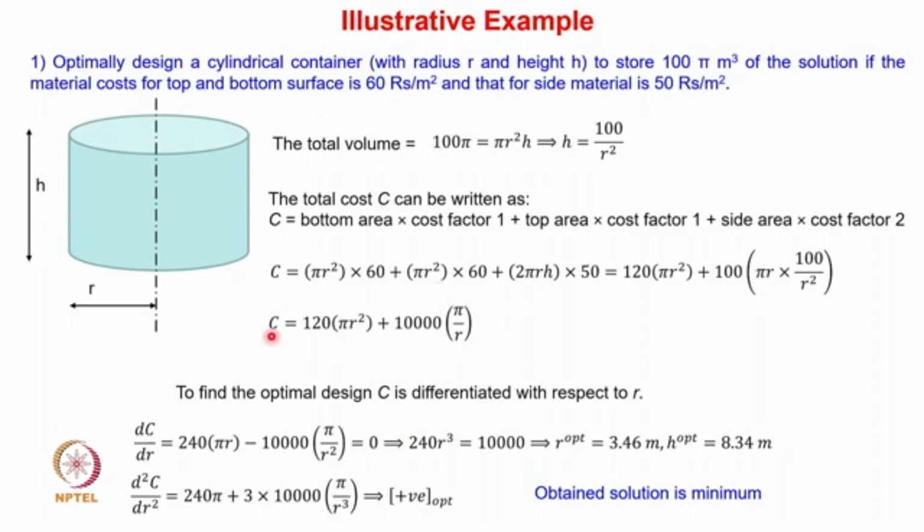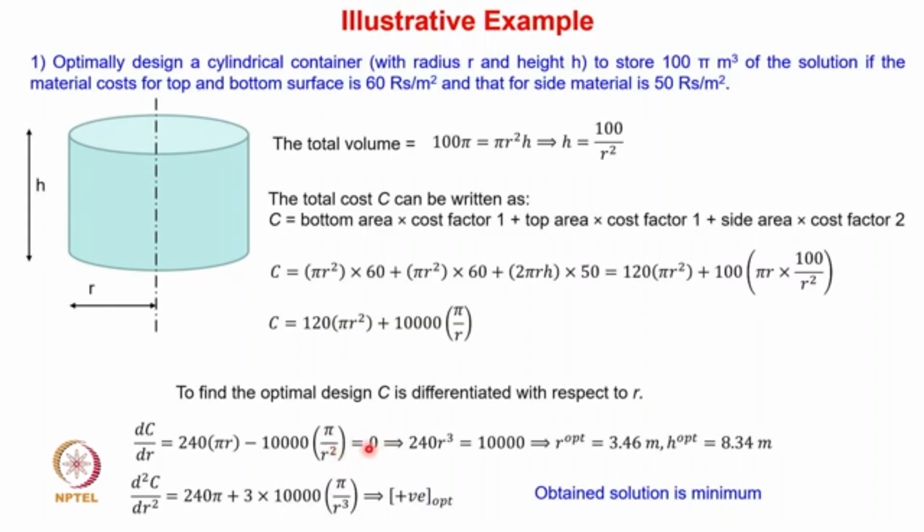Now we wanted to minimize this cost with respect to the radius r. We wanted to select the radius r such that this cost becomes minimum. So what we have to do is differentiate this cost with respect to r, and we get dc by dr, and we have to equate it to 0. So in this case, dc by dr will be given by 2 multiplied by 120, that becomes 240 pi r, minus, in this case this 10,000 will remain as it is, and the derivative of pi by r will be nothing but what? Minus pi by r square. So that minus sign comes out here, and pi by r square will be here. So this we have to equate to 0.